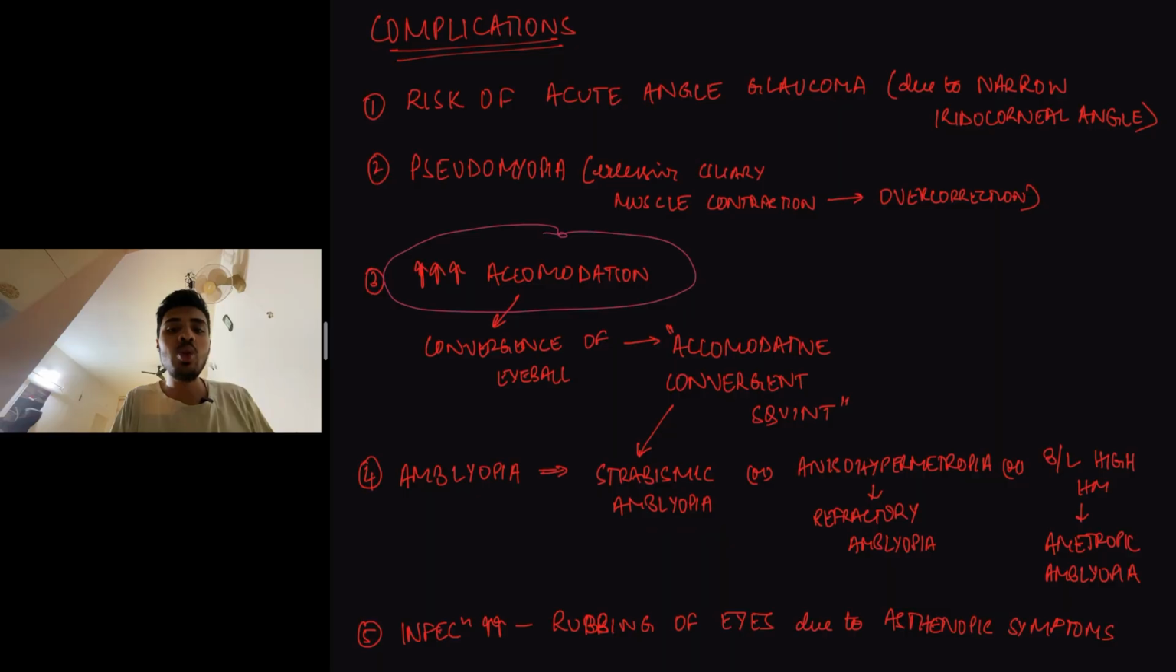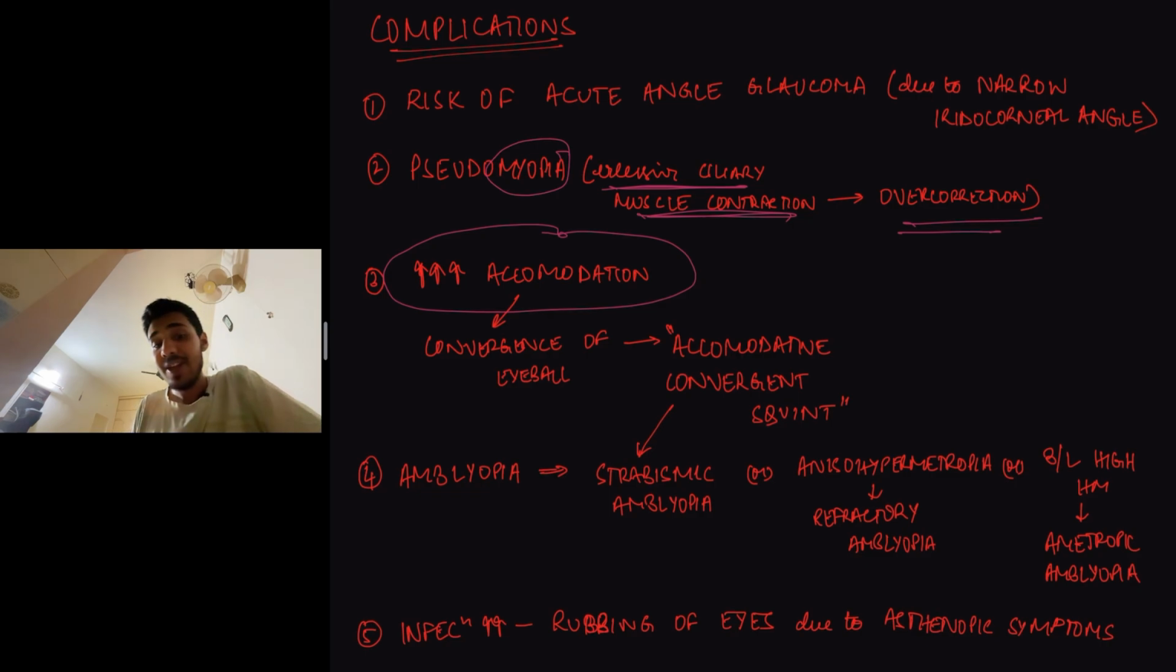Excessive accommodation to overcome it. So, when you're doing excessive accommodation, there is excessive ciliary muscle contraction. Let's say the ciliary muscle contracts so much that there is overcorrection of the hypermetropia. Now, what will that manifest as? That will now manifest as myopia. But the patient actually has hypermetropia. So, this condition is known as pseudomyopia. This is a very rare condition.